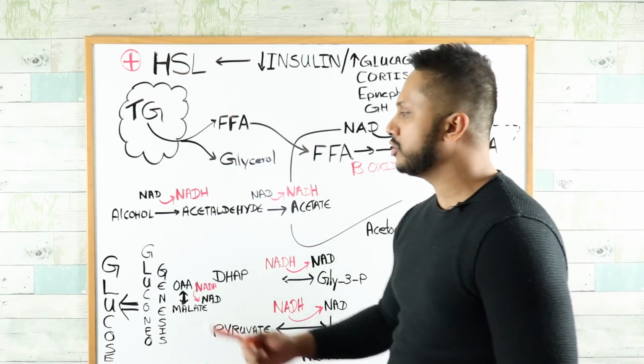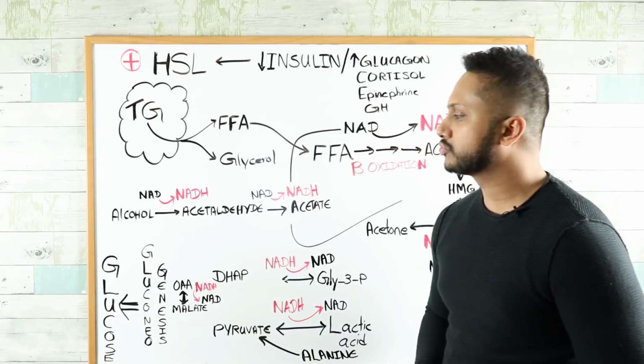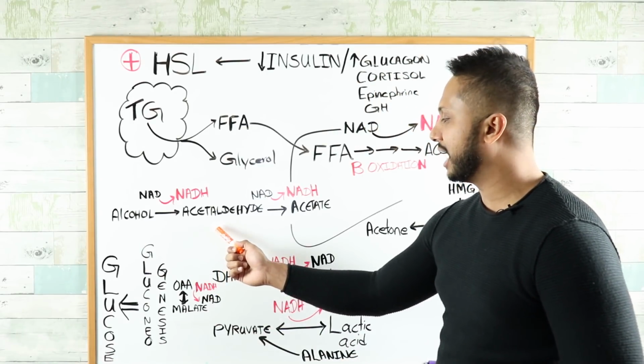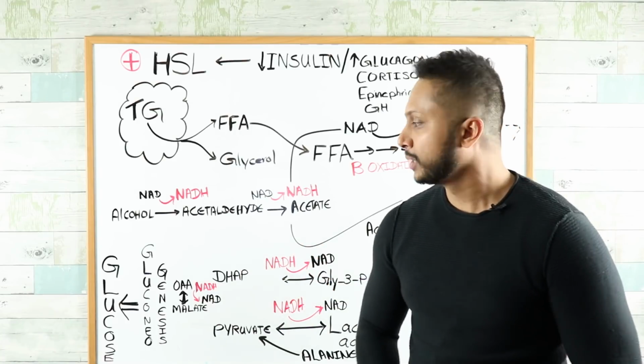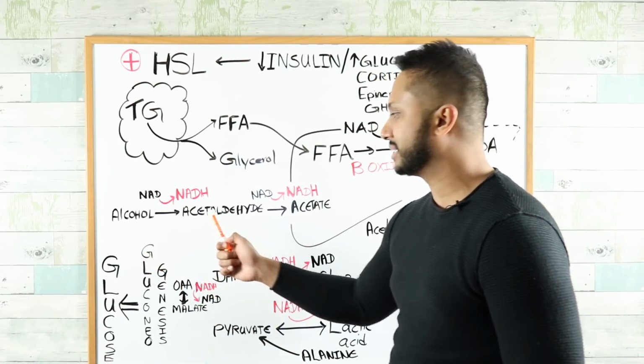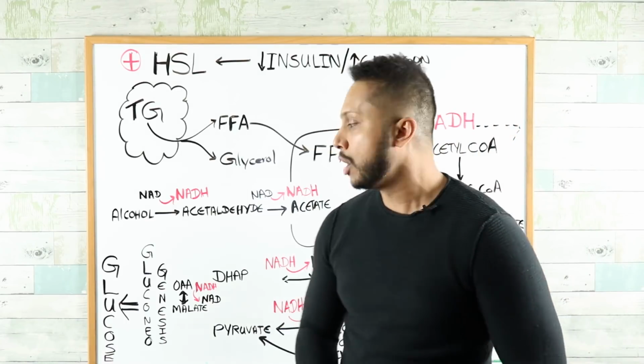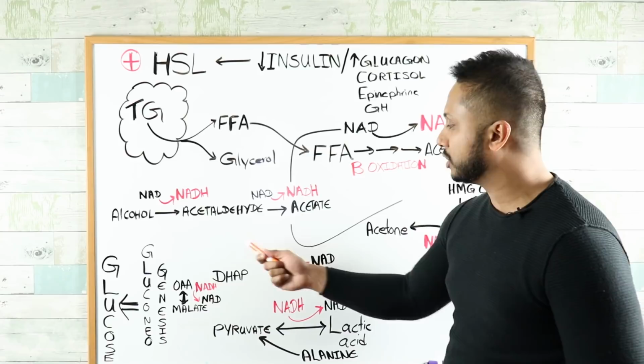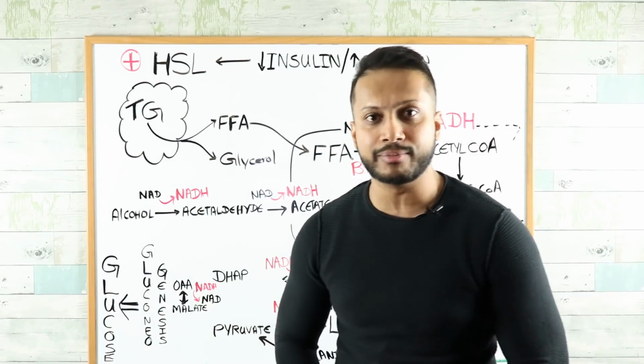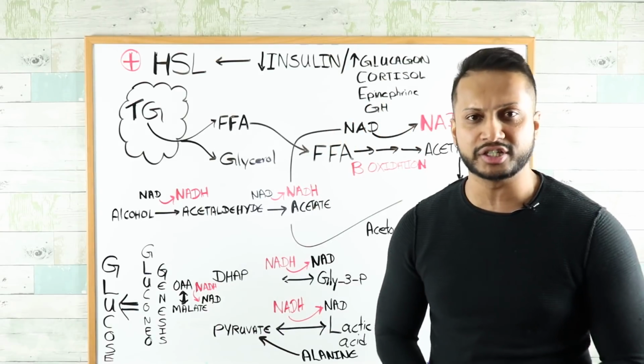So what happens is when you metabolize alcohol, it goes from alcohol to acetaldehyde and then finally acetate. The conversion from alcohol to acetaldehyde is by an enzyme known as alcohol dehydrogenase, whereas conversion of acetaldehyde to acetate is by another enzyme which is called acetaldehyde dehydrogenase.